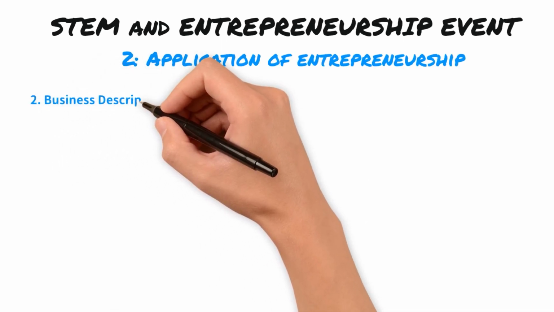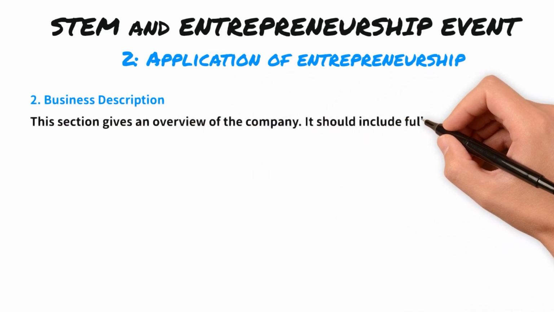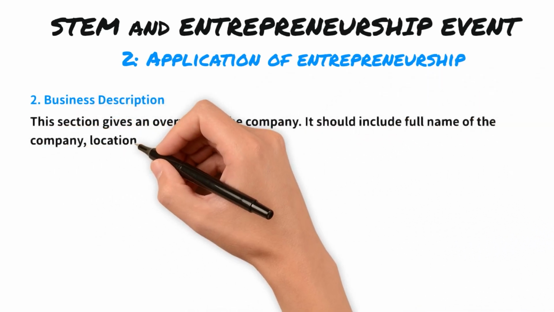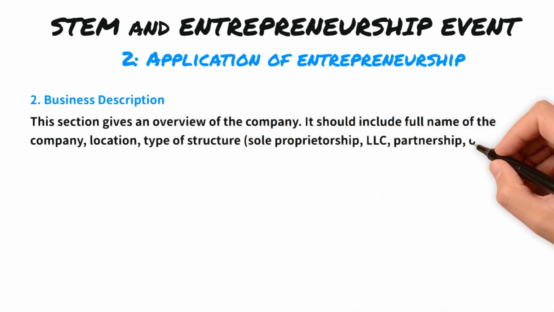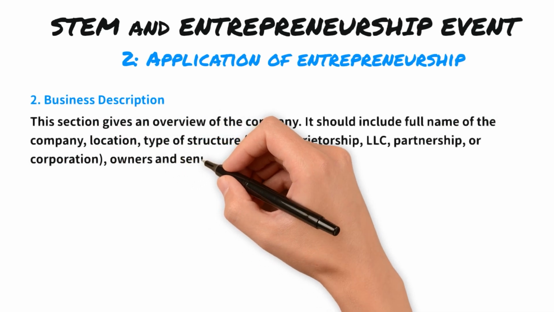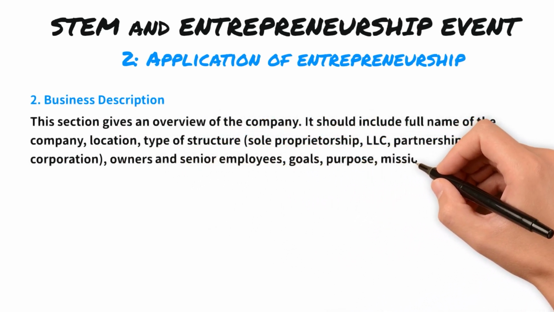Business description. This section gives an overview of the company. It should include full name of the company, location, type of structure, sole proprietorship, LLC, partnership, or corporation, owners and senior employees, goals, purpose, mission, and vision statement.